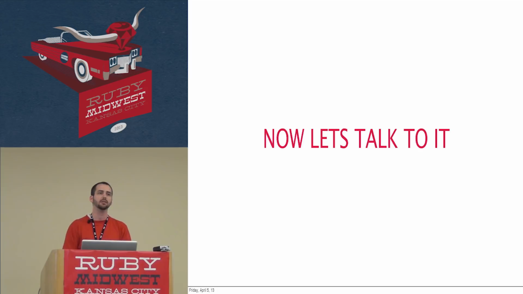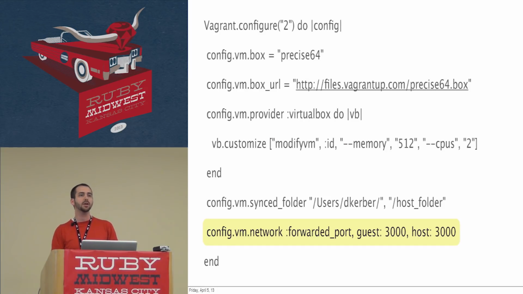Okay, so how do we talk to it? We use port forwarding. So port forwarding, what that does is it takes a port on your host machine, your laptop, and forwards anything sent to that port onto a specified port in your virtual machine. So in this instance, I have taken port 3000 on my host machine and routed it to port 3000 on my virtual machine. So with this setup, and I'll show this at the end, I can just go to localhost 3000 in Safari, and it will route all that traffic to my virtual machine.